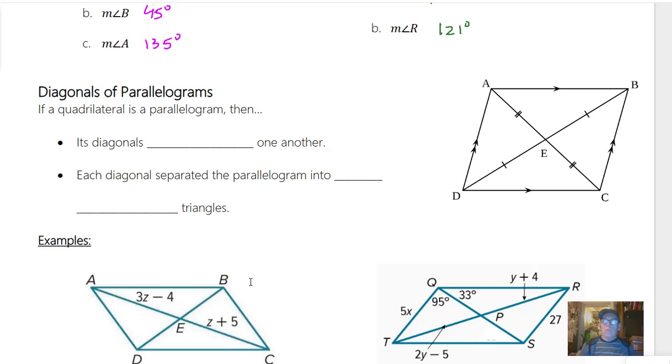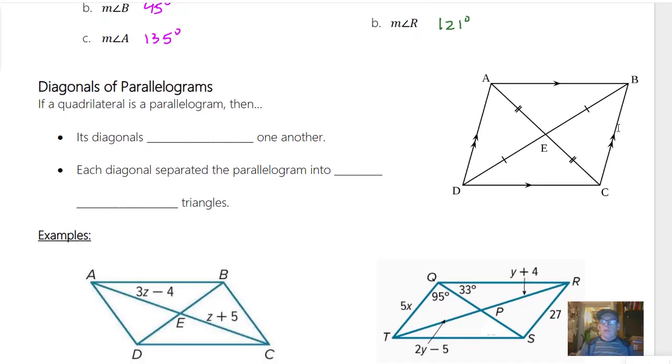Now, in a parallelogram, the diagonals bisect each other. In a special parallelogram, like a rectangle or a square, the diagonals are going to be congruent to each other. But in a general parallelogram, its diagonals bisect each other.